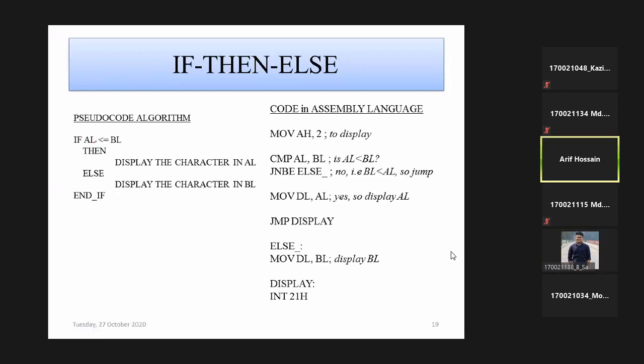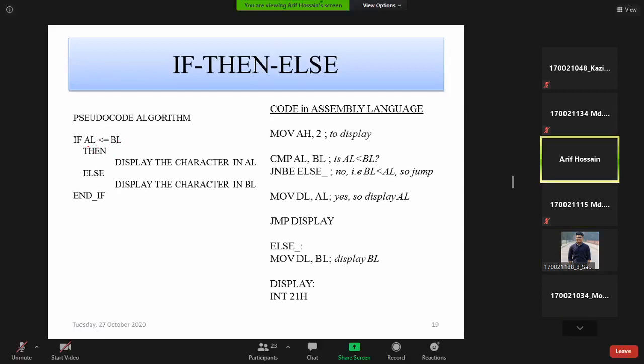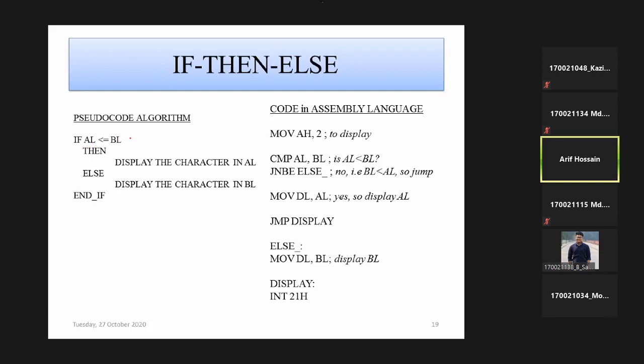Okay, so what is the condition? The pseudocode says we will check between AL and BL. If AL is smaller than or equal to BL, then we will display the character in AL, else we will display the character in BL. So what does it conclude? Whichever between AL and BL is smaller, we will display the content of that register, right? Yes, sir. If AL is small, we display the character in AL. If BL is small, we display the character in BL.